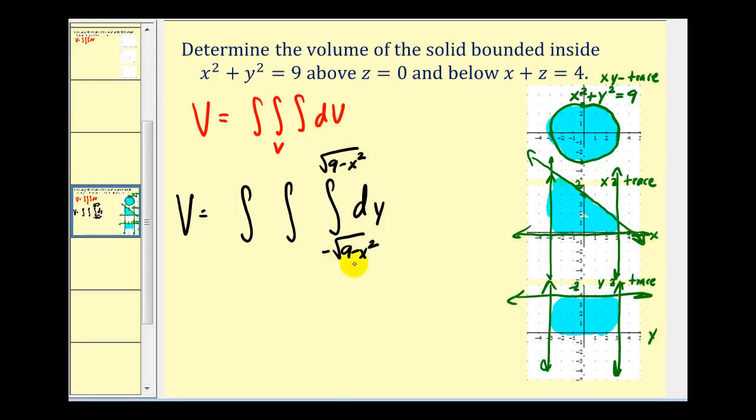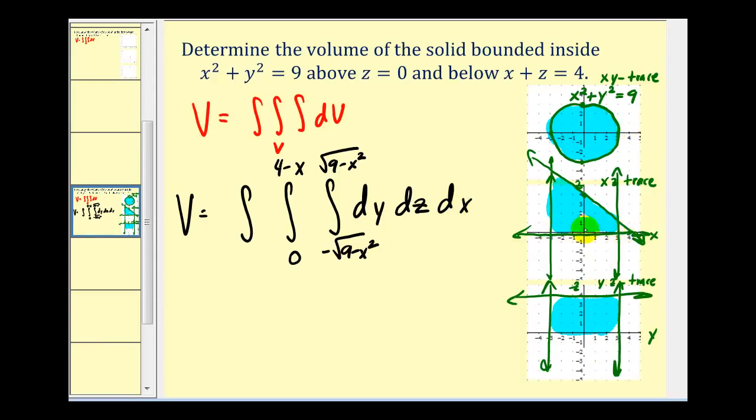And then to avoid having to integrate this result with respect to x because of the square roots, let's integrate with respect to z second and then x last. So the limits of integration for z, looking at this trace here, would be from 0 to this line. So we'll start at 0, and the equation of this line here was the equation x plus z equals 4. Solving this for z would give us 4 minus x. And then for x, the interval will be from negative 3 to positive 3.